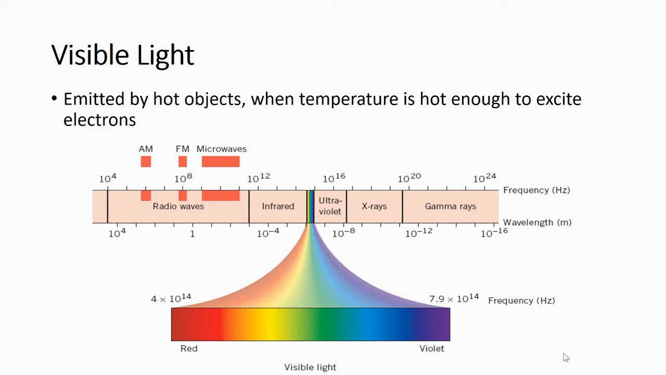Visible light, we call it that because that is the light that we see. This is emitted when an object's temperature is hot enough to excite electrons, which we'll talk more about in our modern physics unit. But if an electron is excited enough to jump from one level to another, it emits a photon of a certain frequency that corresponds to a type of color that we see. So visible light is pretty much right in the middle there. You can see that red light has lower frequencies, and then our violet light has higher frequencies.